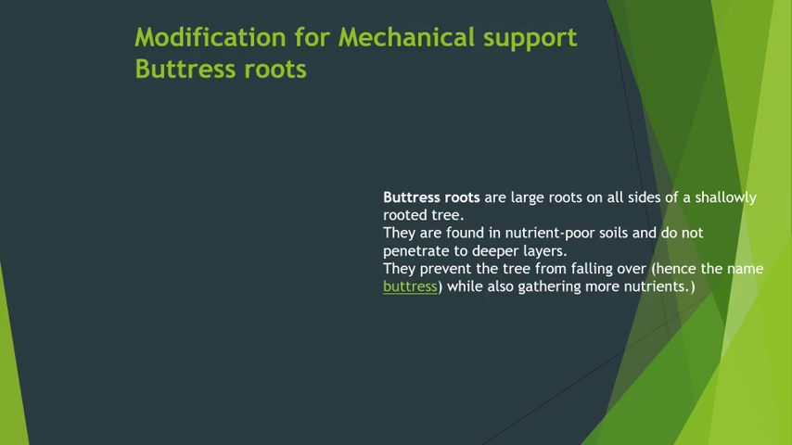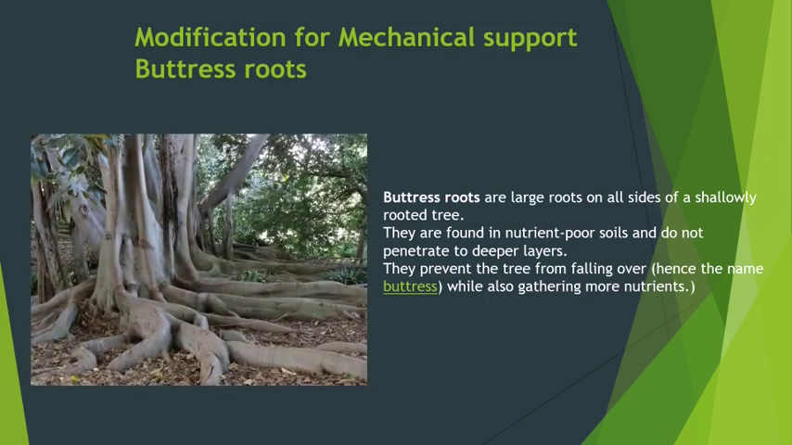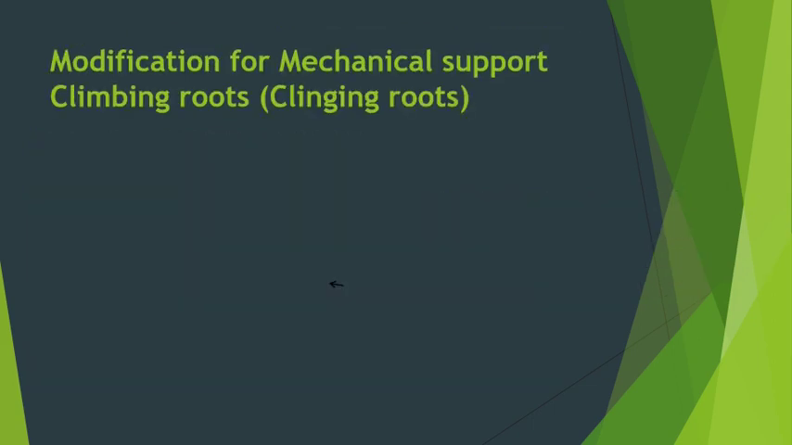Now we'll see buttress root. Buttress roots are very large roots. You might have seen such type of roots growing all over the soil. Usually they are found in soil which is poor in nutrients, and these buttress roots will just spread in all directions to derive more nutrition. They do not penetrate deep into the soil, and they will prevent the tree from falling down because they will be helping in gathering more and more nutrients.